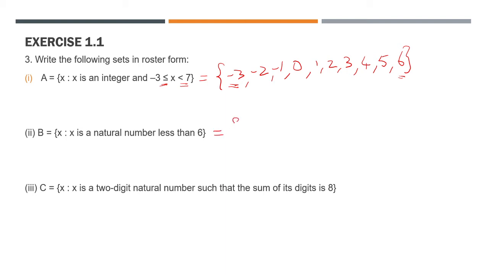So, they have not given less than or equal to 6. They have given only less than 6. So, the numbers are 1, 2, 3, 4 and 5.